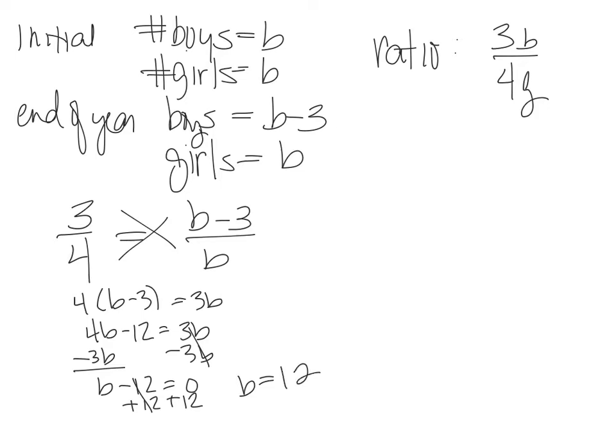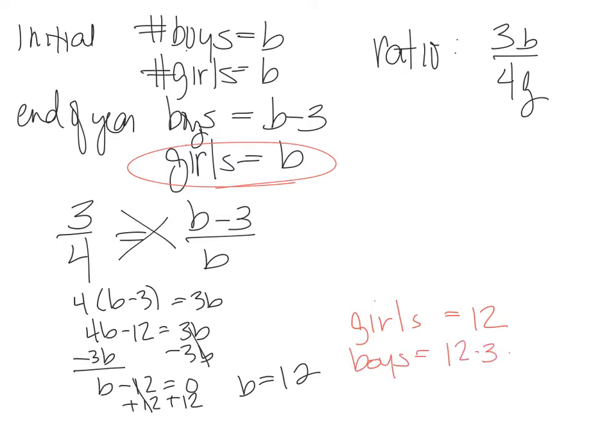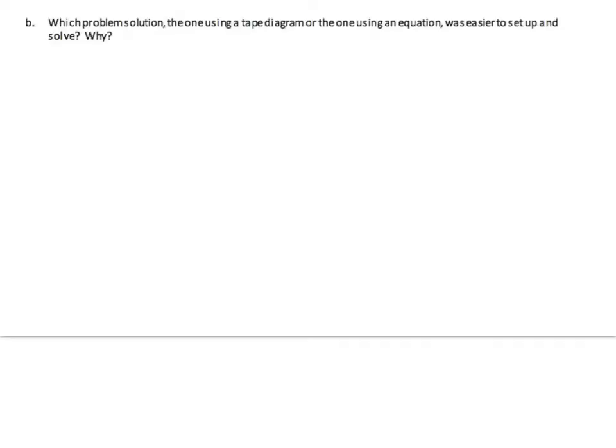Well, if we look at the end of the year, the number of girls equals B, and the number of boys is B minus 3, or 9. There we go. We just solved a problem in 2 ways. Which solution, the one using the tape diagram or the one using the equation, was easier to set up and solve? Well, that's really a personal answer.